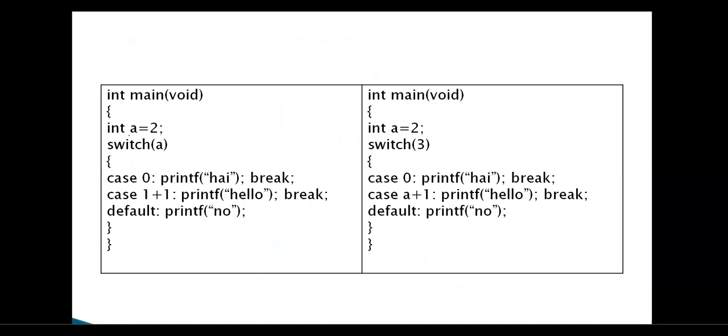In the main, I am initializing a variable with a is equal to 2 and switch of a. So automatically what is a? A is replaced with 2. Now 2 is compared with the corresponding labels. The first label is case 0. So 2 and 0 are not equal, so ignore case 0. Move to the next case.